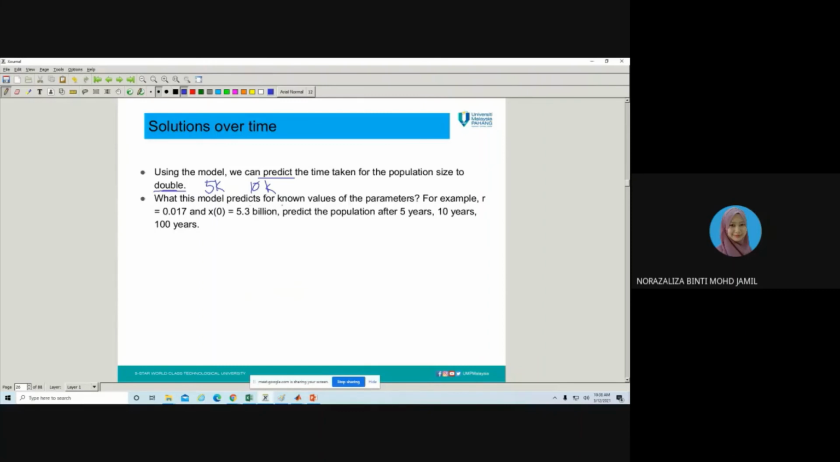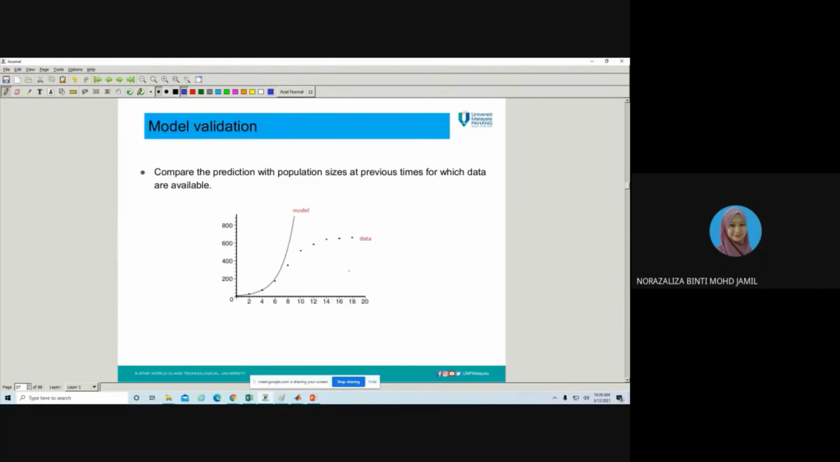Okay, what this model predicts for known values of the parameters, for example, r equal to 0.017. So in the coding, you can change any value. Try putting a lower value of r. For example, from 2 just now. What will happen if the rate is less than 2, for example, 0.017, what will happen to the behavior? Okay, so that is the simulation study. And we can change the initial values, and you can predict the population after 5 years, 10 years, and 100 years. Okay, the other important part is model validation.